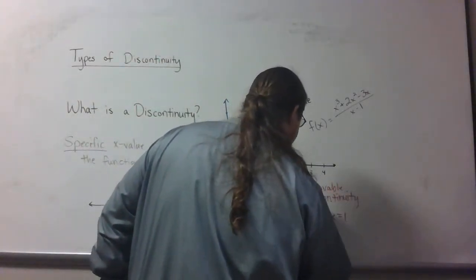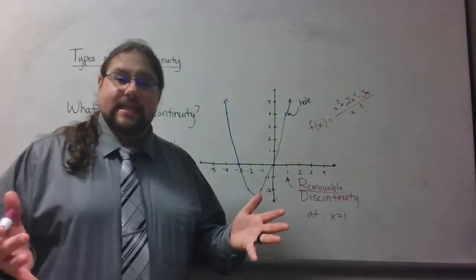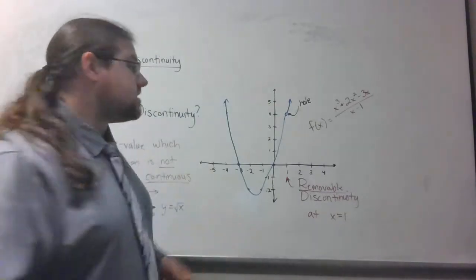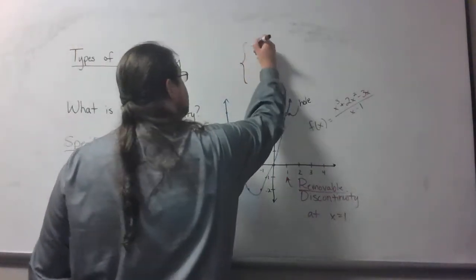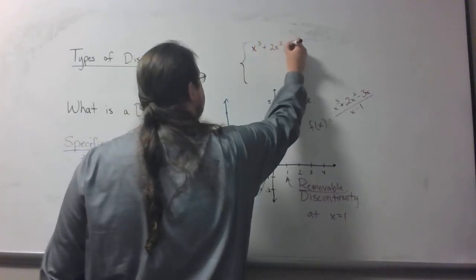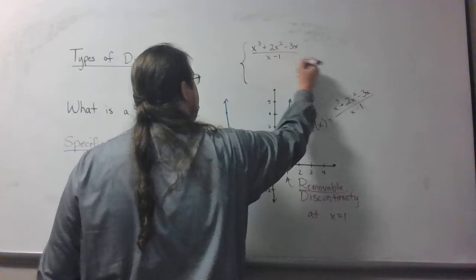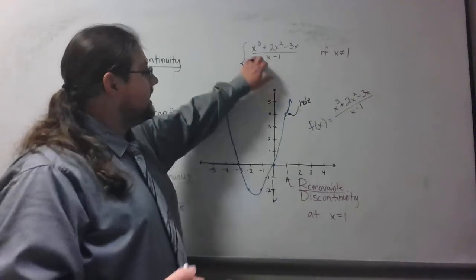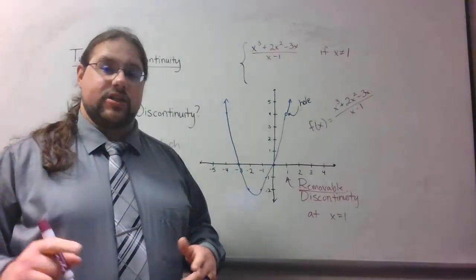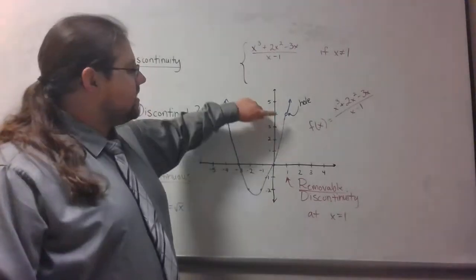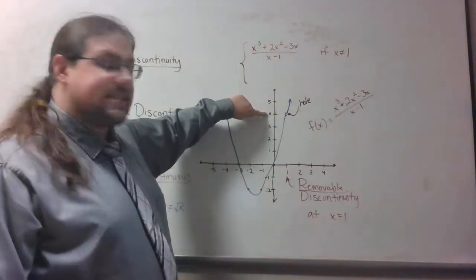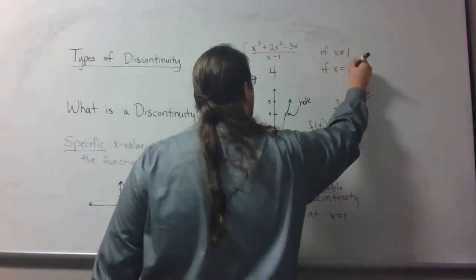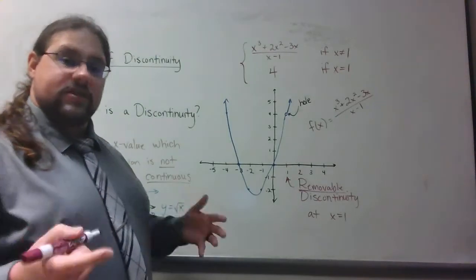Okay? The reason we call it removable is because I can fix it. I can fill in that hole. Okay? How do we do that, you ask? Well, simple. I'm going to take the function x cubed plus 2x squared minus 3x over x minus 1, where x is not 1, because again, we can't plug in 1 into this function. And the other thing that I'm going to do, I'm making it a piecewise, is I'm going to say whatever the value of this hole is. In this case, it's 4. That's my y value. So I'm going to say it's 4 when x is 1. Now, this fills in the hole.